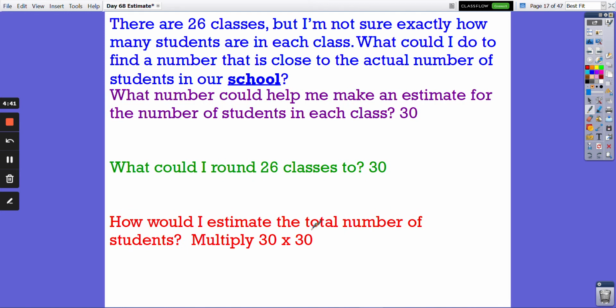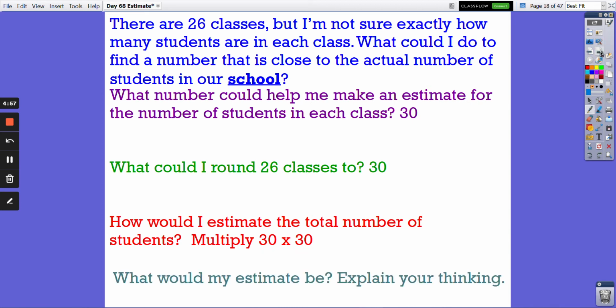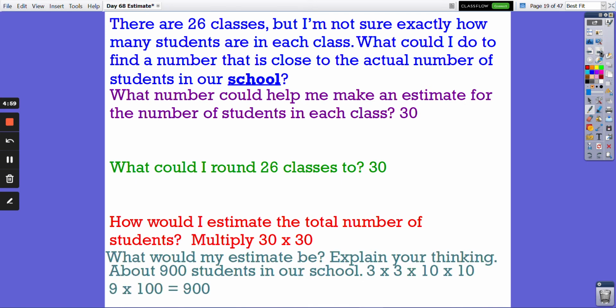Well, 30 times 30, I'm going to look for that basic math fact that I can do in my head that I have memorized. 3 times 3 gives me 9, and then I have those 2 zeros in my problem behind that basic math fact. So my estimation would be that we have 900 students. Around 900 students.